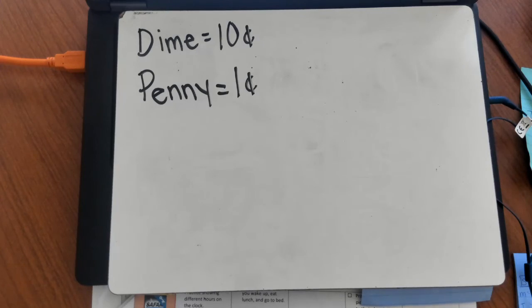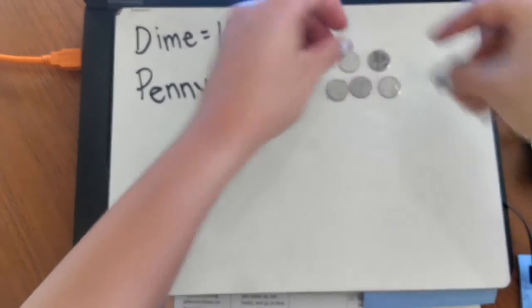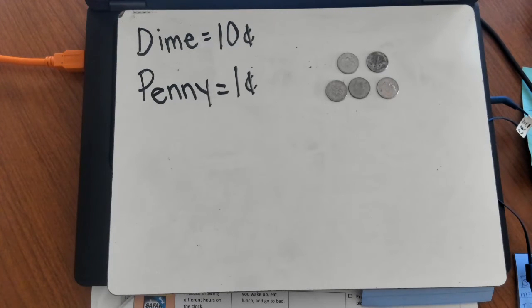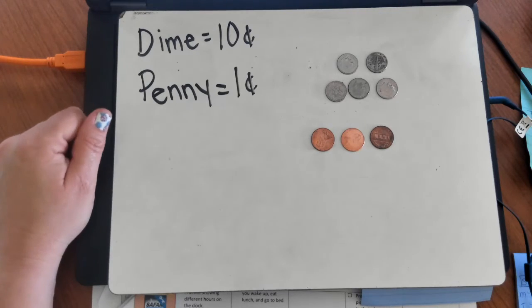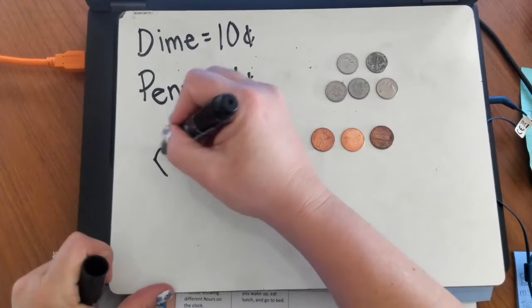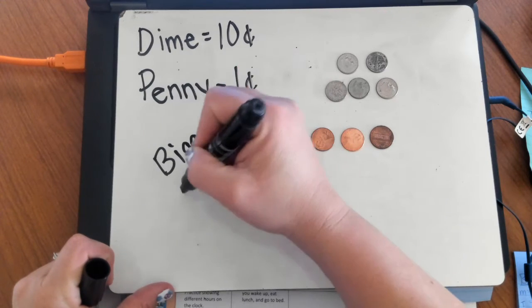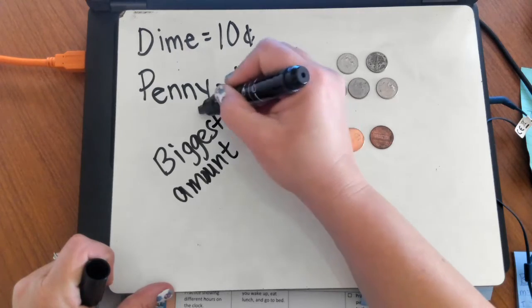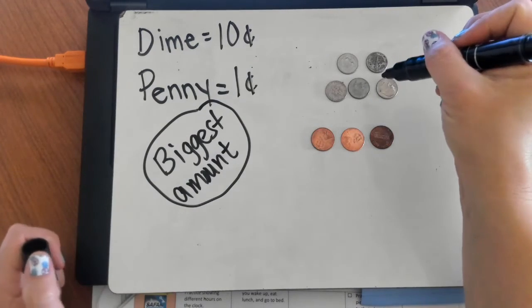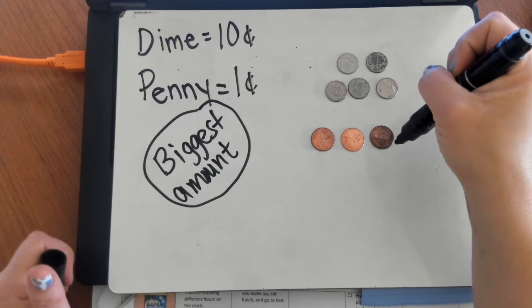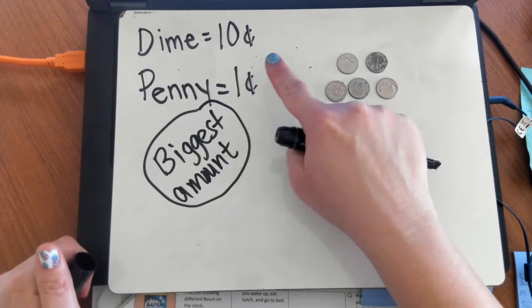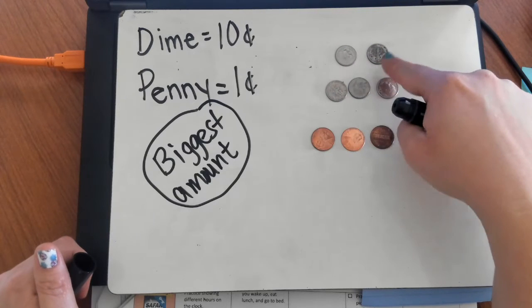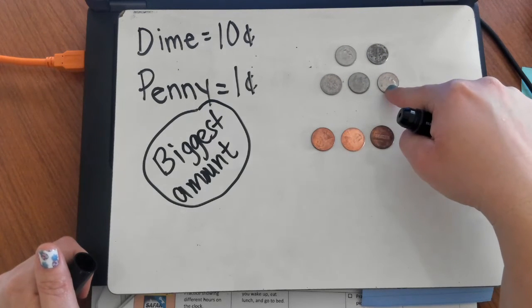I'm going to practice counting with you. So if I throw some pennies up here, I'm sorry, those are dimes, some dimes, and here's some pennies. Now, when I count money and I count change, I always want to start with the biggest amount. So which one would you say is the biggest amount? Dimes worth 10 or pennies worth 1? Dimes, right. So I'm going to start by counting my dimes. And since they're worth 10, I'm going to count by tens. 10, 20, 30, 40, 50.